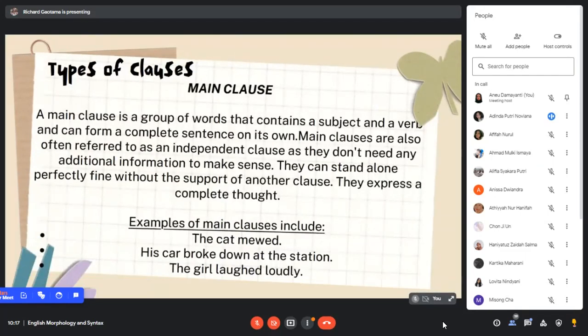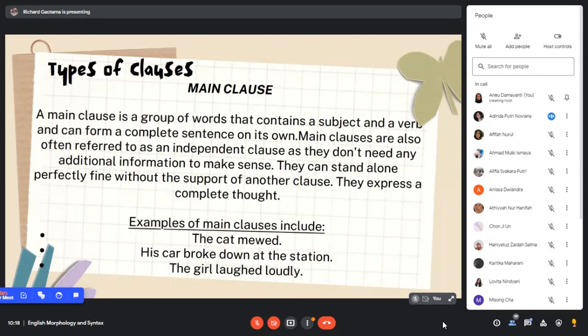Okay, thank you so much, Richard. So the next type of clauses is main clause. A main clause is a group of words that contains a subject and a verb and can form a complete sentence on its own. Main clauses are also often referred to as independent clauses, as they don't need any additional information to make sense. They can stand alone perfectly fine without the support of another clause that expresses a complete thought. So here are the example of the main clause.